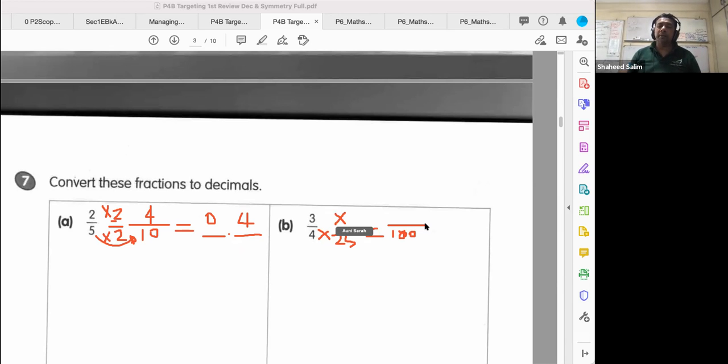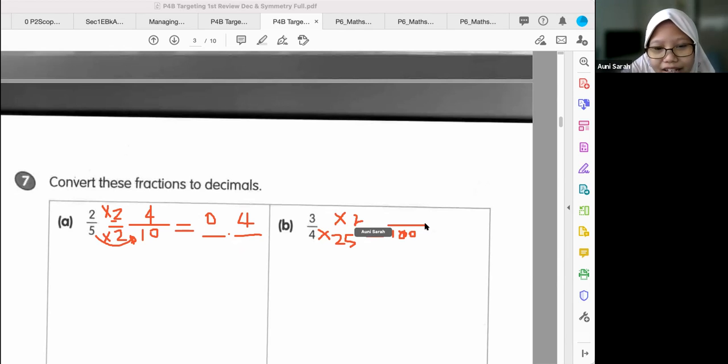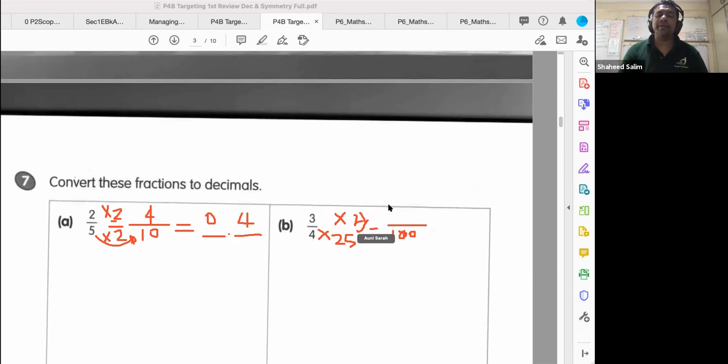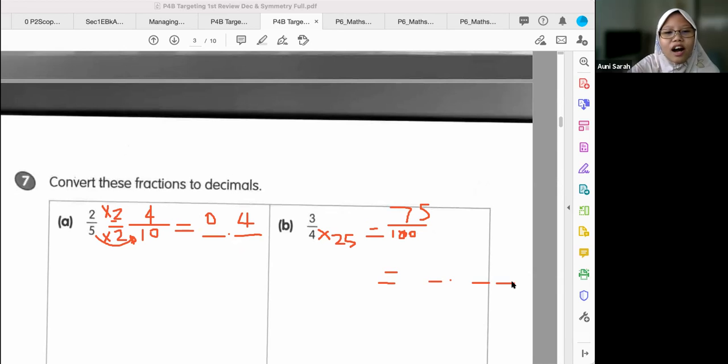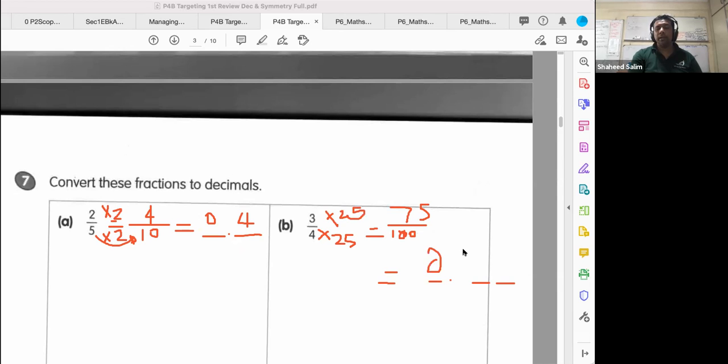Come on, Amara. Times 20. You can do this, Amara. But what is 3 times 25? 3 times 25 is 75. So what's your decimal? So go below lah. You cannot see the below part. 0.75.